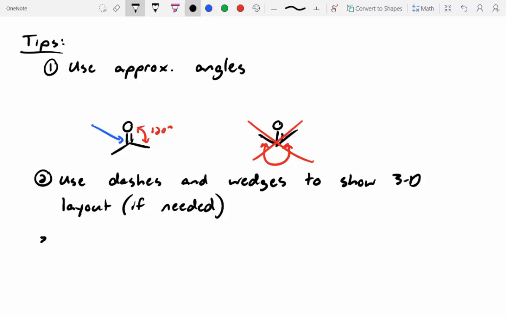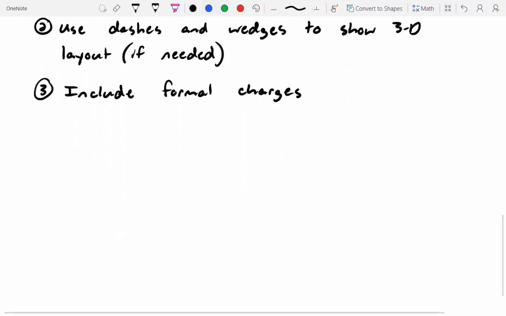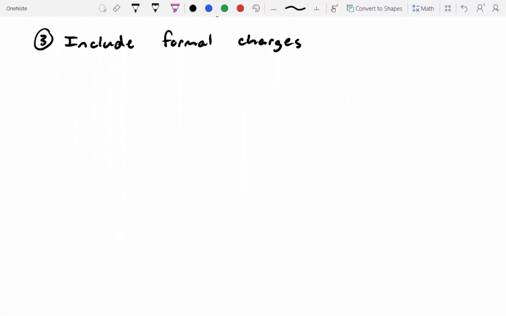Last one. Include formal charges. This is true for any structure you draw, whether it's bond line, partially condensed, condensed. We need to know the formal charges because that gives you a lot of information. So let's take a look at some examples of why formal charge is so important with bond line structures.